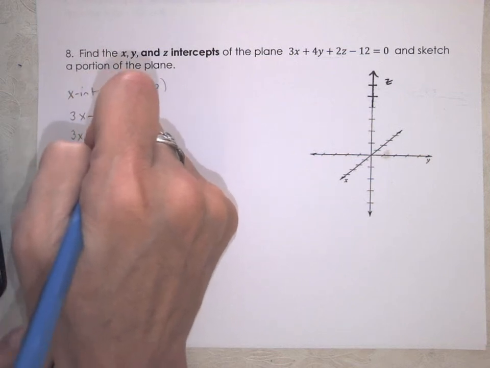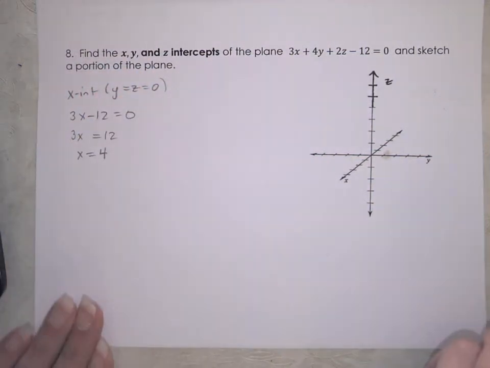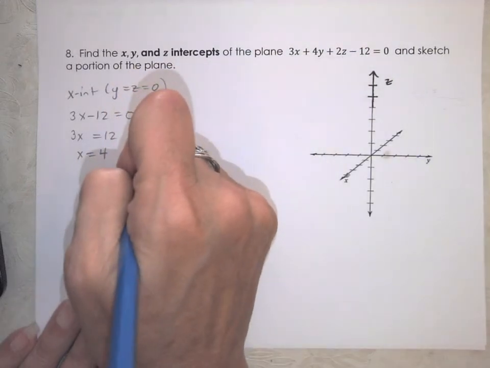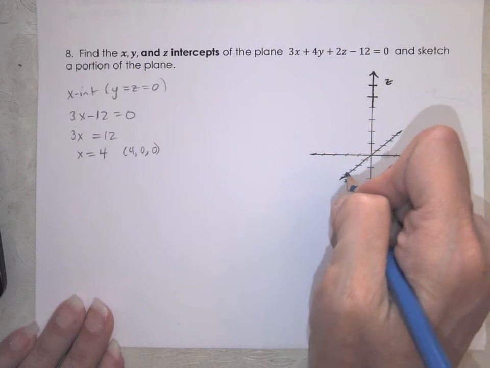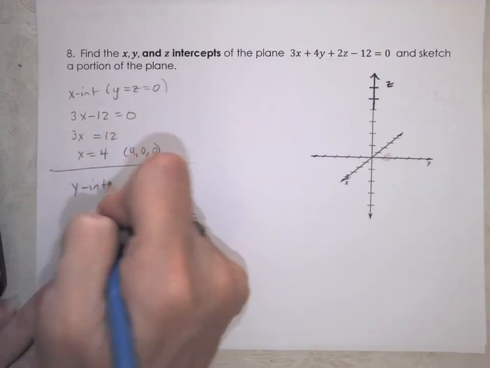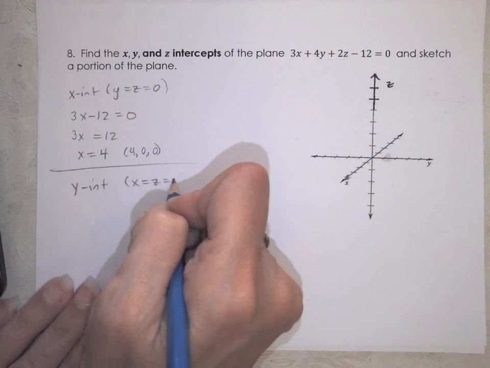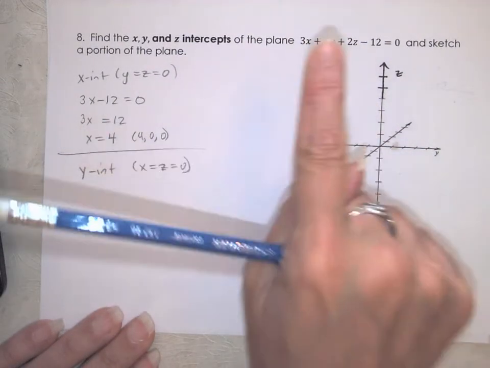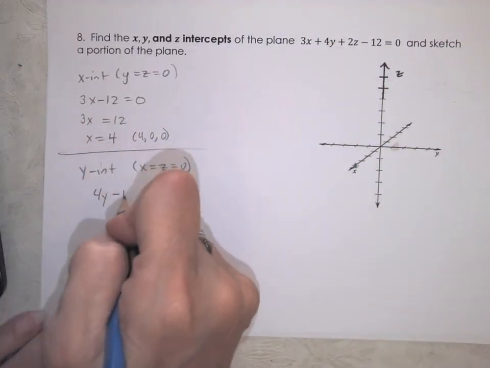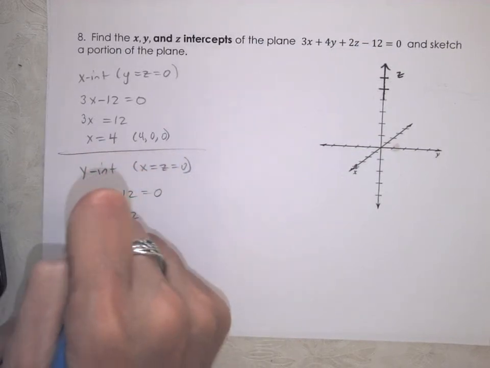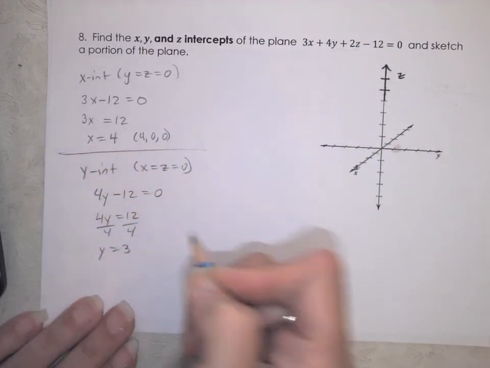Add 12 to both sides. Divide both sides by 3. And you get x equals 4, which means the point (4, 0, 0) is the x-intercept of the plane. And there I plotted it. Positive x is out. To get the y-intercept of the plane, that's when x and z are both 0. So I can mentally set them equal to 0. 3 times 0 is 0 here, 2 times 0 is 0. So I'd be left with 4y minus 12 equals 0. Add 12 to both sides. Divide by 4, and you get y is 3.